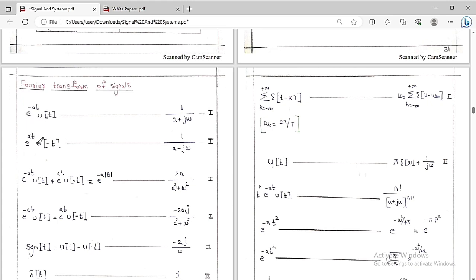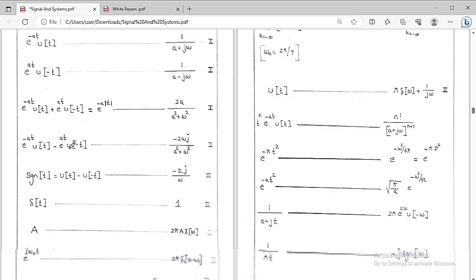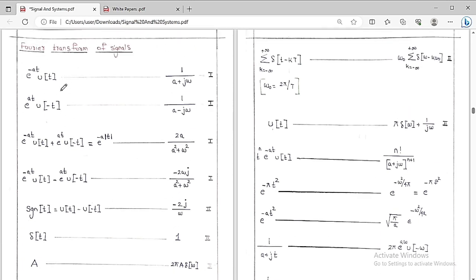And if you try to find the energy under this signal waveform, this is also going to give a finite value. So this is also an energy signal. So these four signals, the first, second, third, and fourth, are the finite energy signals, or they have finite energy.